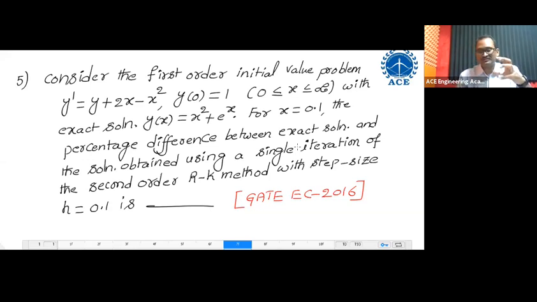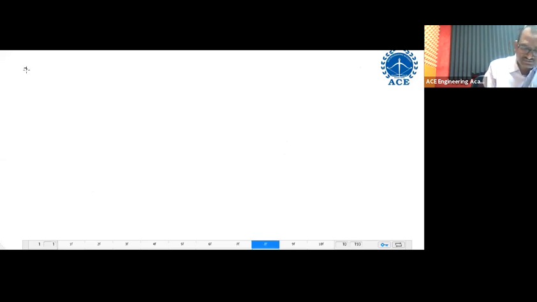The difference between exact and approximate, that is the error value. Modulus of the difference between exact and approximate, that is absolute error. Absolute error divided by exact value, that is relative error. Relative error multiplied by 100, that is percentage of error. Step by step. Exact solution is already given: y of x is equal to x square plus e power x.